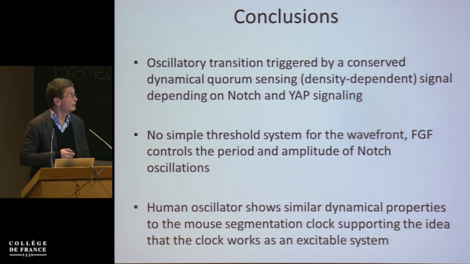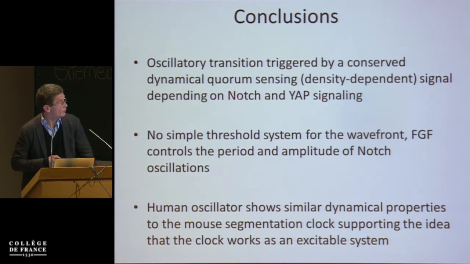what is, to me at least, one of the most important observations is that we can trigger an oscillatory transition by playing on the YAP pathway or on the density, suggesting that there is a sort of dynamical quorum sensing important for the control of the oscillations, and that involves notch and YAP signaling. We also see that there's no simple threshold system for the wavefront for FGF signaling, which appears to control dynamical parameters such as period, amplitude, and I should have added phase also of the oscillations.